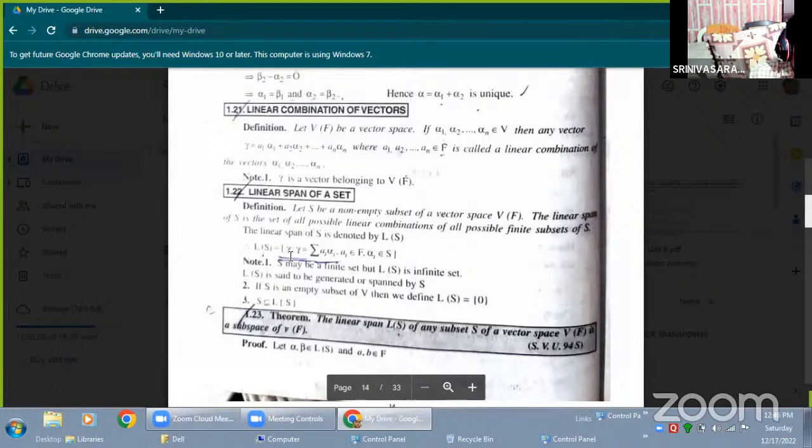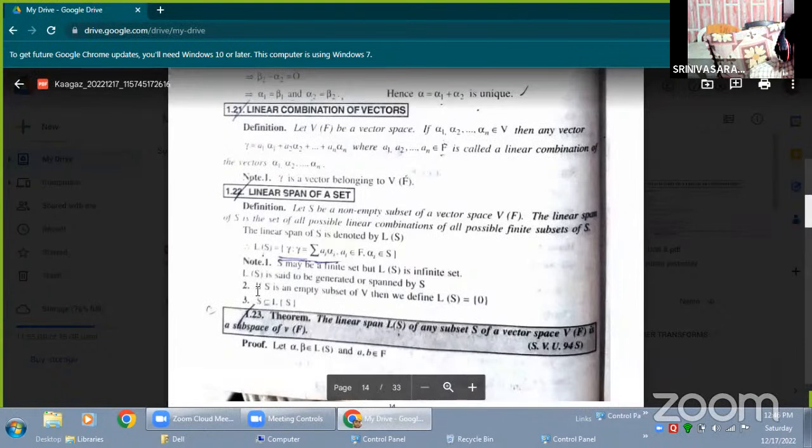In simple roster form, gamma is any vector such that gamma equals a possible linear combination, the summation of a_i alpha_i. All a_i values are field elements, and all alpha_i values are elements of the subset. Now that is the simple definition. Even if the subset is a finite set, the linear span may be an infinite set.